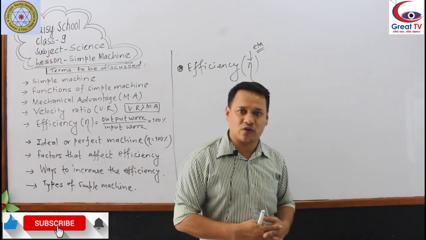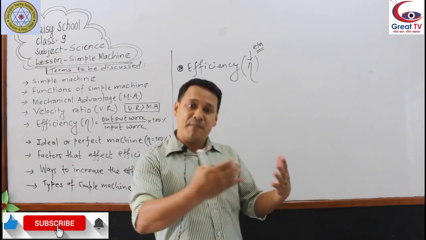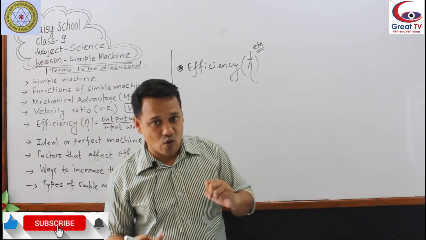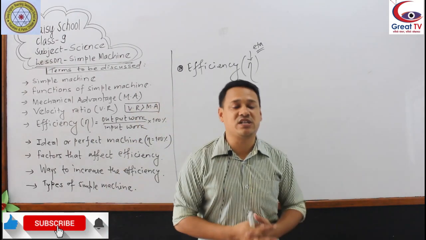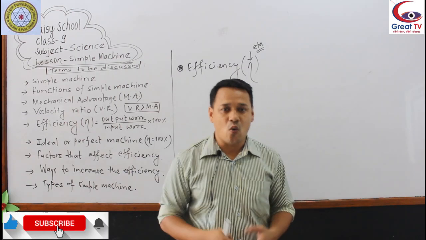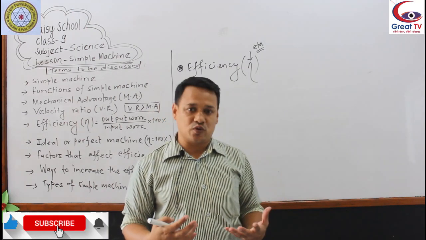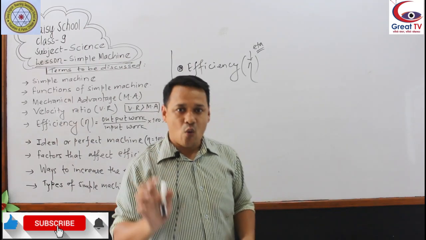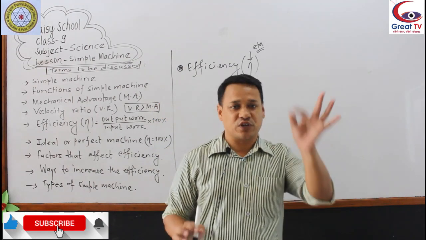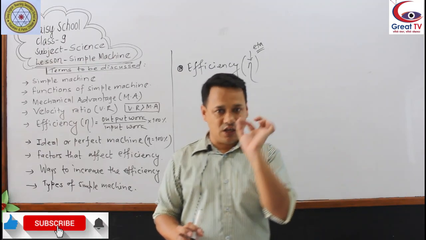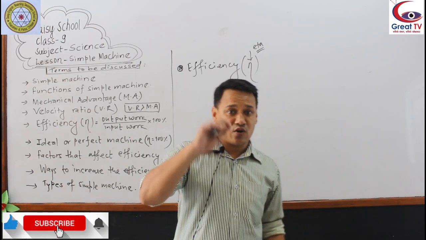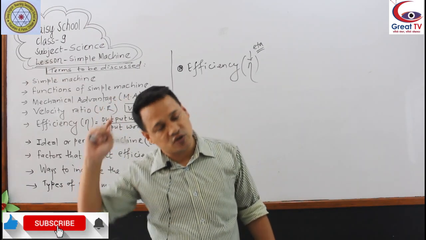After the application of effort, the machine completes the work over the load. That's why work done by the load is called output work. Work done by load is output, work done by effort is input. Work done by effort is input work, and work done by load is output work.